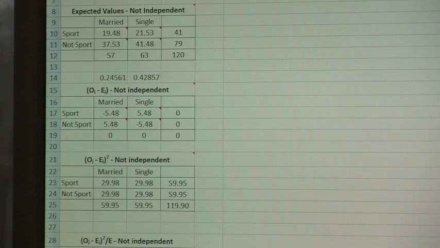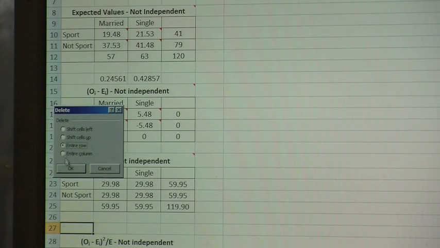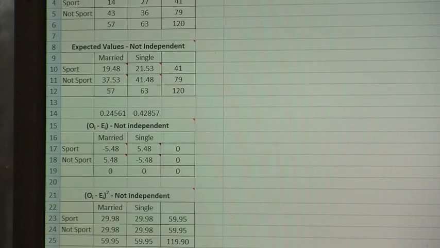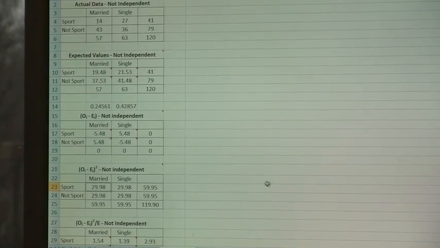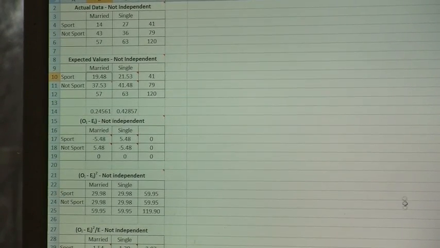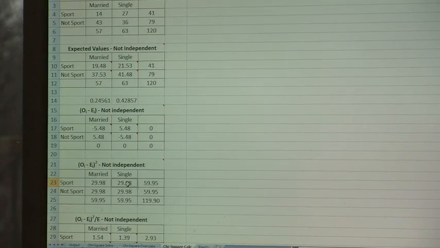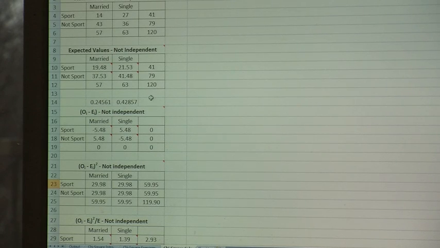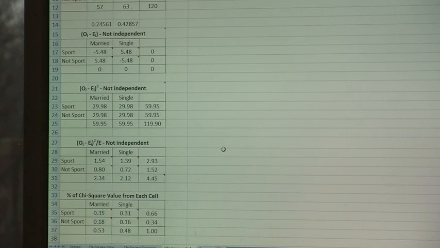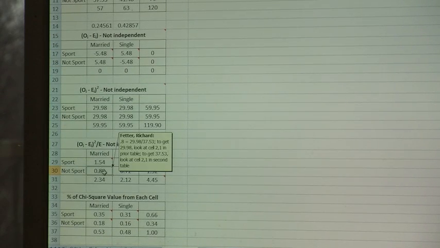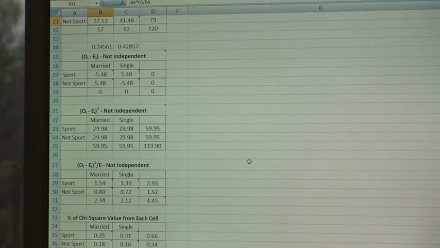Let me take a row out here. That should let it fit. Okay, so this 1.54 here, that's equal to 29.98 divided by 19.48. This value of 1.39 right here, that's equal to 29.98, the squared deviation, divided by 21.53, the expected value for that cell. Okay. 0.80 is equal to 29.98, our squared deviation, divided by 37.53.